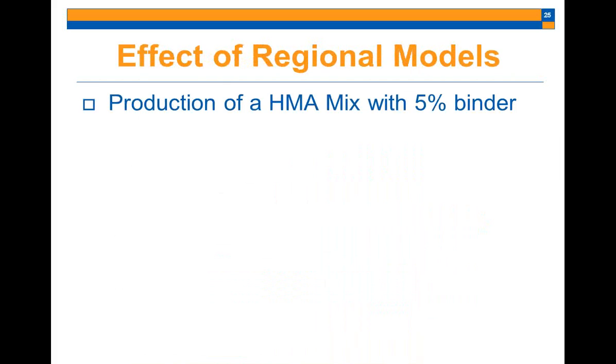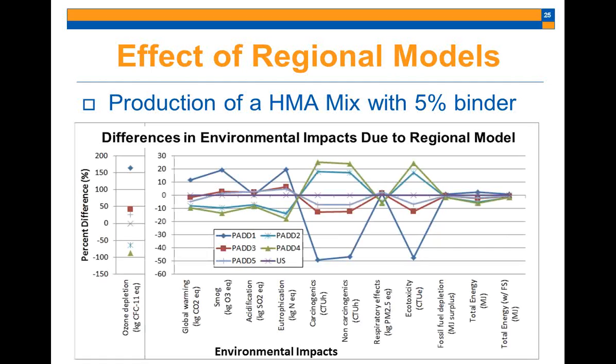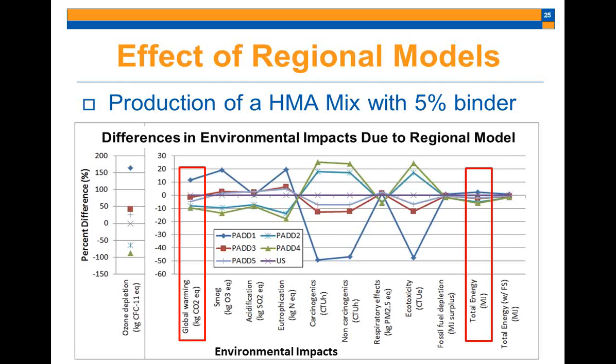So an example of the effect of using regional binder models on just a small product system producing an HMA mix with 5% binder. We can see here the baseline is 0, and that is the U.S. average mix, and then the various lines here within the different regions that are being used. Usually we just look at global warming potential, and you can see there's about a 20% variation. And then total energy, which is probably around 10% total variation, depending on which region we use.